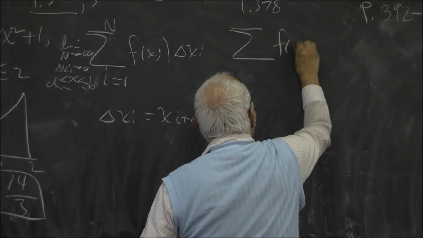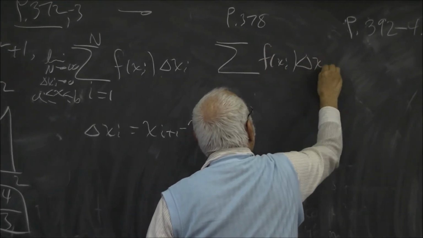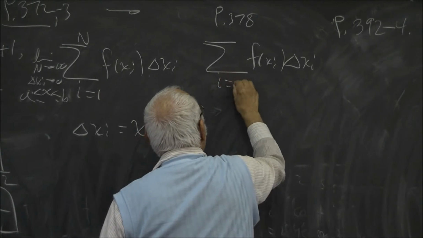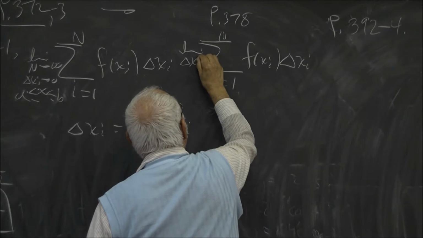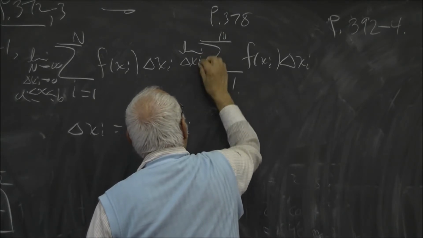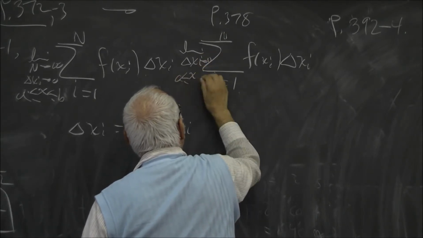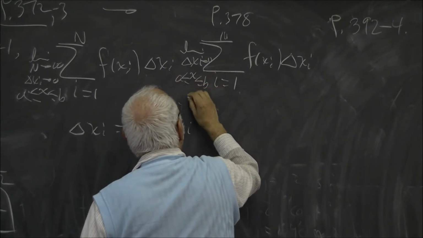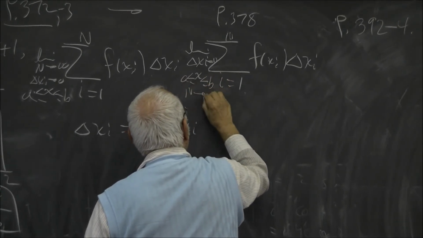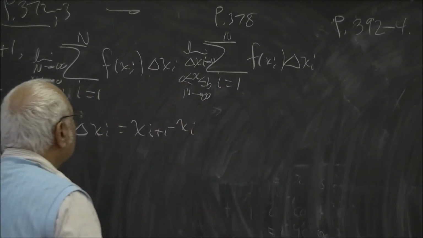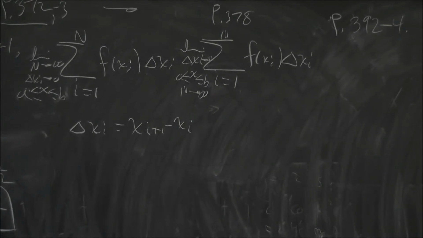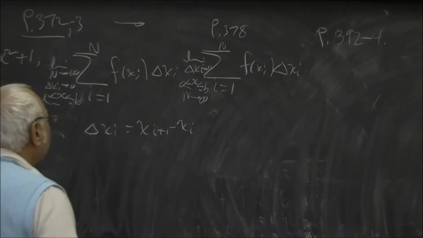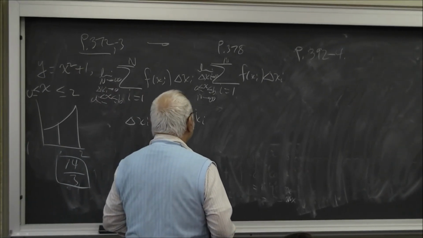The sum of f of x sub i, delta x sub i, and i equals 1 to n. And the limit is delta x sub i approaching 0, and x between A and B, and n approaching infinity. Okay? So all those conditions are called, and this is called a definite integral. If you look on page 378, he calls it the definite integral, which means you're going to get a number if a number exists.